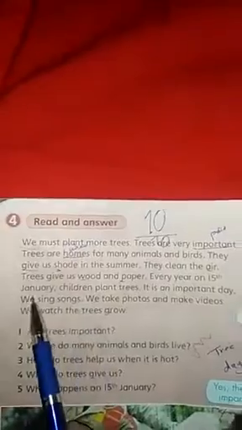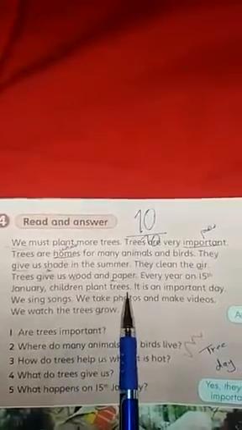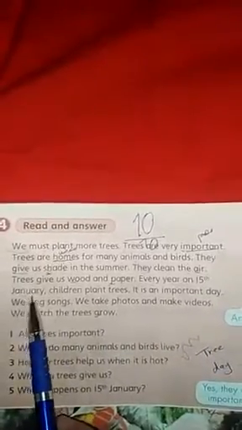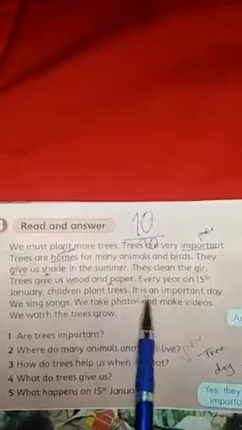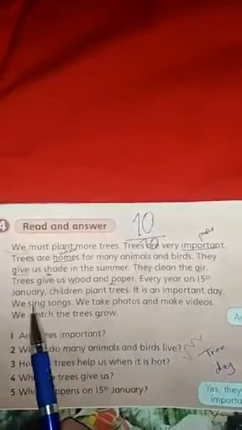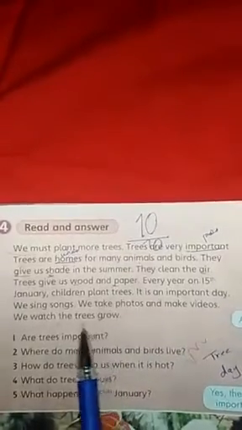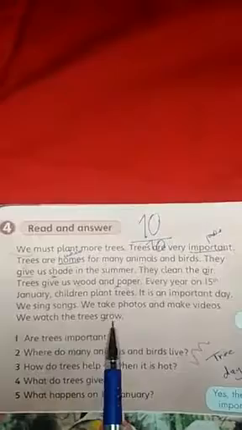Trees give us wood and paper. This paper, we got it from the trees. Every year on 15th January, children plant trees. As we said before, every year on 15th January we celebrate Tree Day. It is an important day. We sing songs, we take photos and make videos. We watch the trees grow.